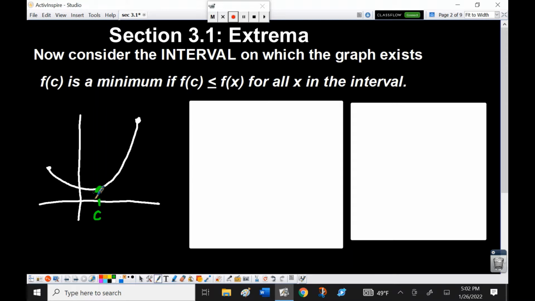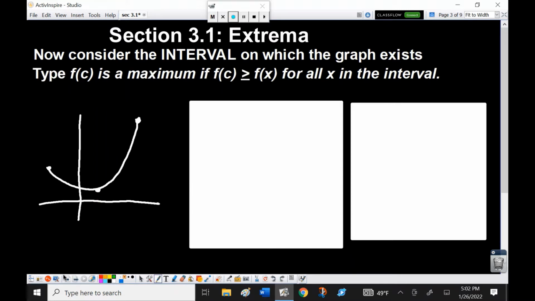Now, let's look at the definition of a maximum. The definition of a maximum says f of c is a maximum if f of c is greater than or equal to f of x for all x in that interval. Well, this value up here, this y value for this particular c, is the highest y value on this interval that this function is defined on. Okay, so that's kind of the definition of extrema.